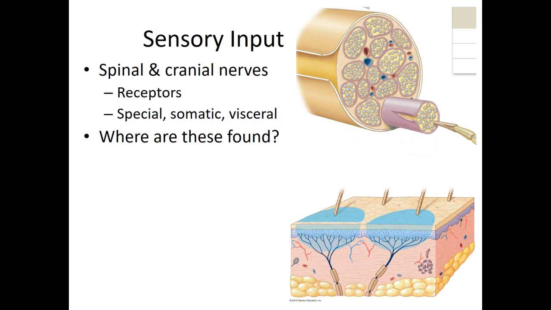Yeah, organs, basically. So we're talking about information that comes from, do I have food in my stomach, for instance, right? Okay, so a lot of that information is coming from viscera, which are organs in our thoracic and abdominal pelvic cavity a lot of times, right? And so think about where these are found, right? So special we talked about a little bit, somatic, they're going to be found.